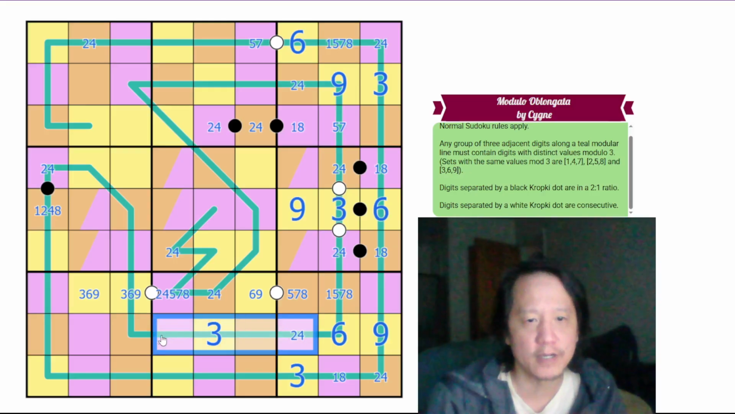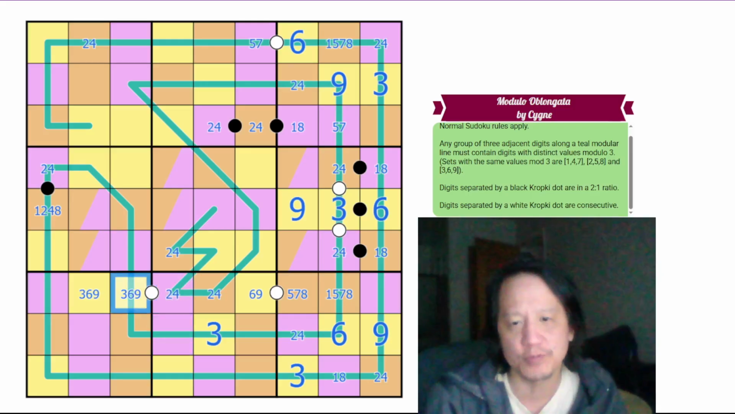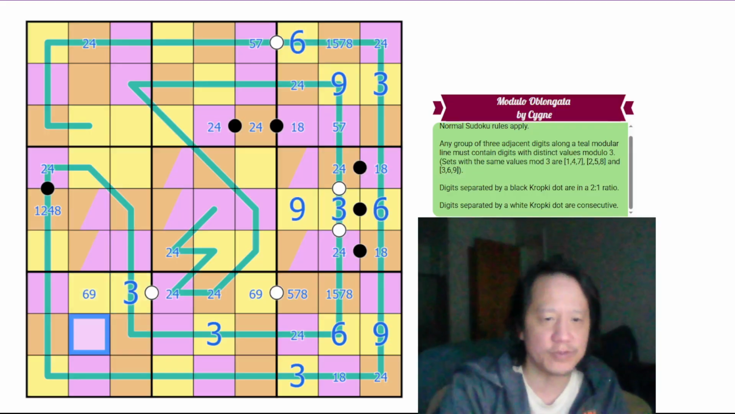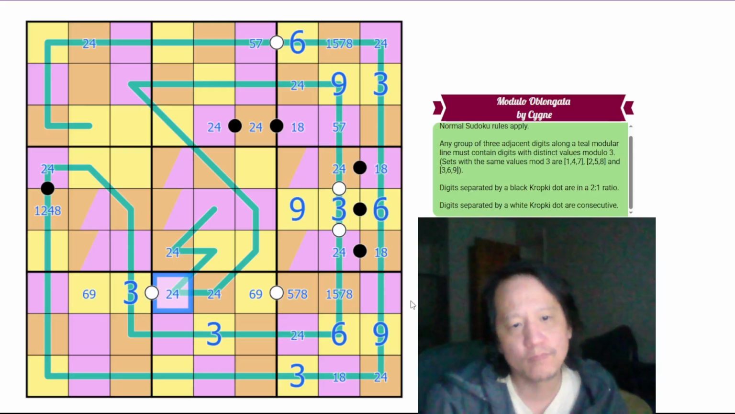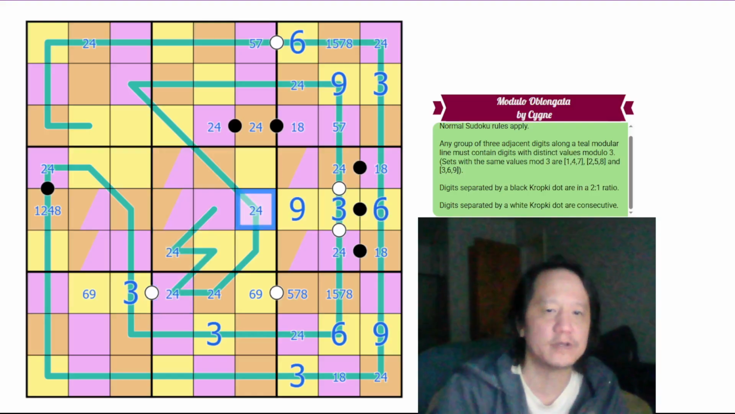Pink 2, 4 cannot be here and cannot be here in this lower central box, so it has to be here. So this is 2, 4, which forces this to be 3 next to it. So that's 3, which means this can't be 3 here. Pink 2, 4 cannot be here, cannot be here. So in the central box, it has to be here.